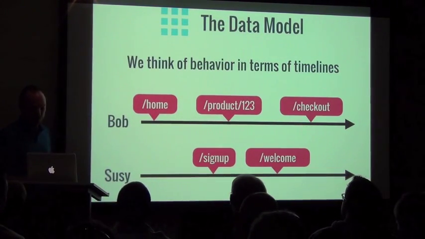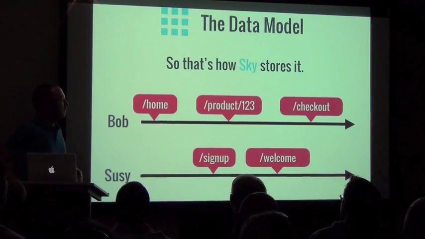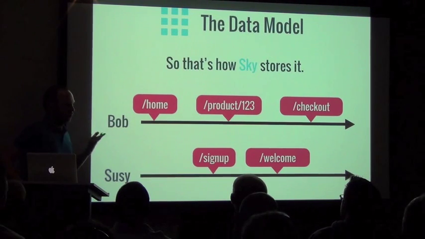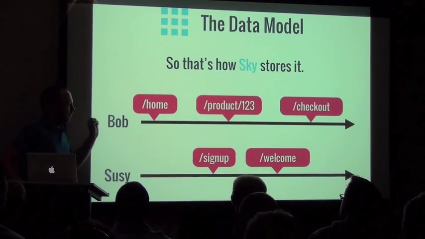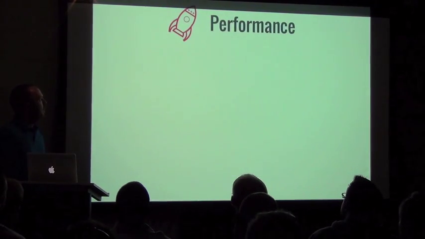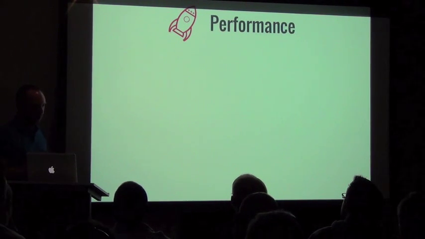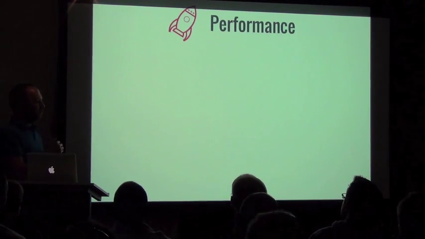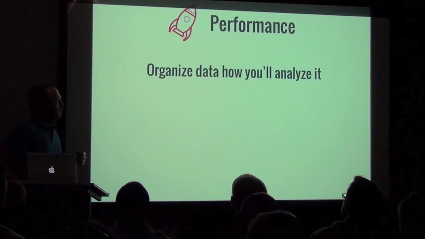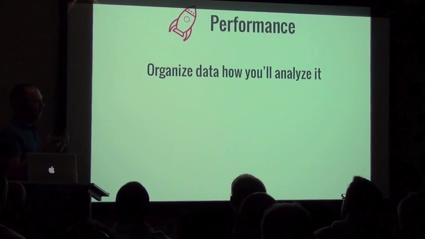when you start building a database, because isolation really kind of means concurrency. So that's how it makes sense to look at it and think about it. So that's how we store it in Sky. You take all these little pieces of how you store it, and it turns into some big performance gains. You want to lay out your data in your database how you want to analyze it.